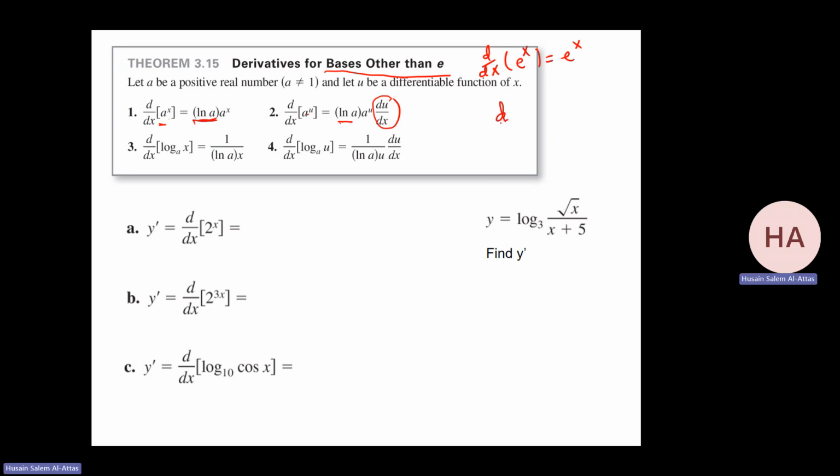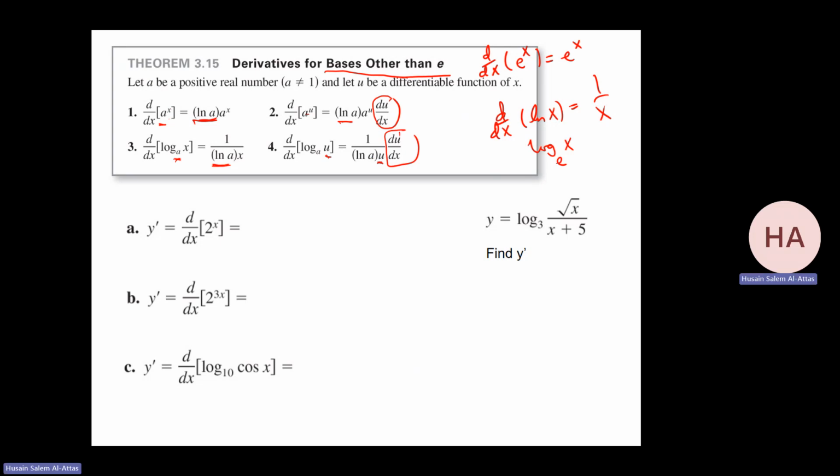Don't forget also, if I have ln x, what will be the derivative? 1 over x. Now, if I have log x with the base a, I know that ln x is log x with the base e. Log x with the base a, I need ln a in the denominator. 1 over x, but I need ln a in the denominator. If I have log u with the base a, then it will be 1 over ln a times u in the denominator, times the derivative u prime.